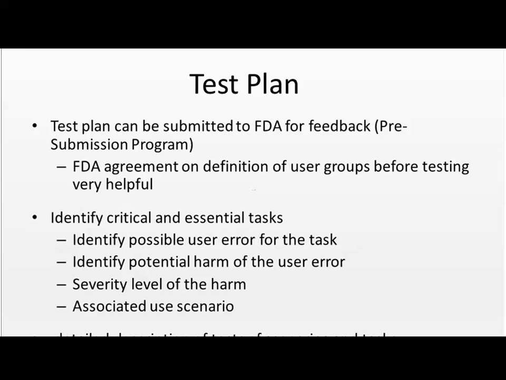As part of the test plan, you can identify critical and essential tasks. Identify the possible user error for the task. What is the potential harm of that user error? And the severity level of the harm. And for those tasks, the critical and essential tasks, what are the associated use scenarios? Test plan would also have detailed descriptions of the tests of the scenarios and the tasks.